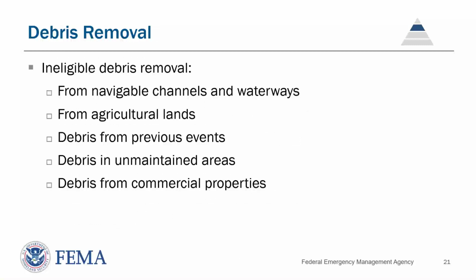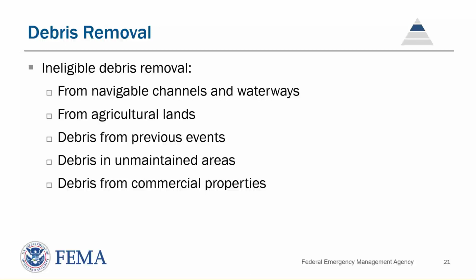All right, and there's also ineligible debris removal. Debris from navigable channels or waterways could be a responsibility of another federal organization, so the U.S. Coast Guard, or especially removal from agricultural lands, that could be the responsibility of the U.S. Department of Agriculture. So make sure that you're not claiming stuff with FEMA that could be the responsibility of another federal agency. What could also be ineligible is debris from previous events, debris in an unmaintained area that's not threatening public property or economic recovery, as well as debris from commercial properties.